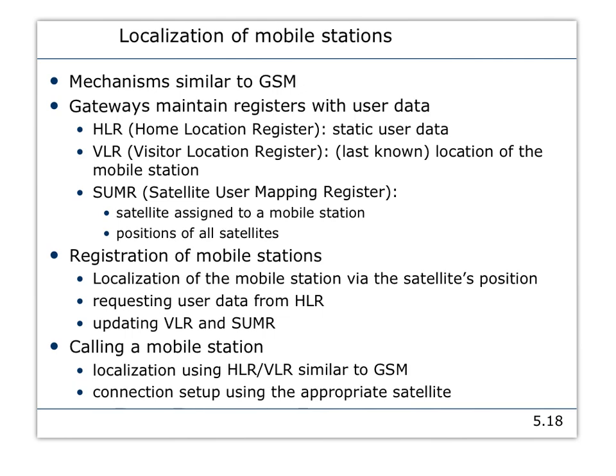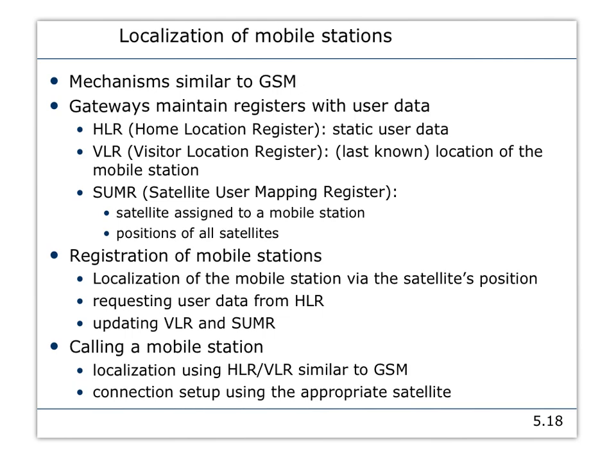So localization of a mobile station works via the satellite's position, requesting user data from the HLR, and then updating the VLR and the SUMR. When we do the handover between the different satellites, we'll talk about the different types of handover in that case. We have to update the VLR as well as the SUMR with the new association of the user to the satellite.